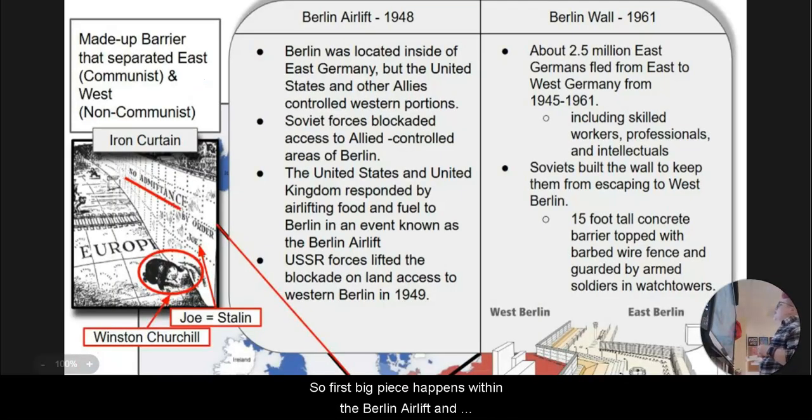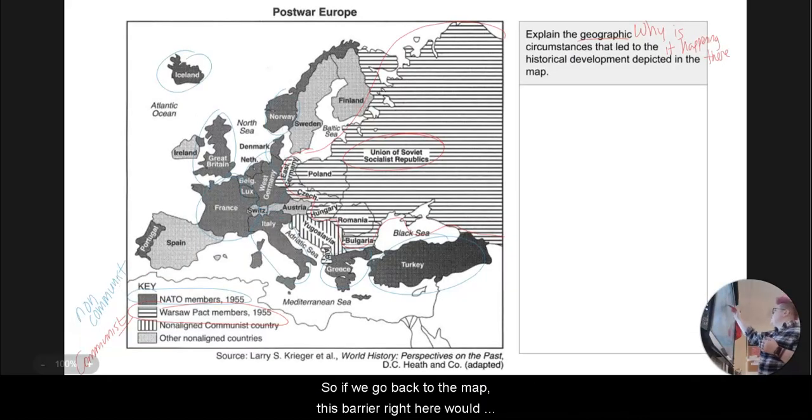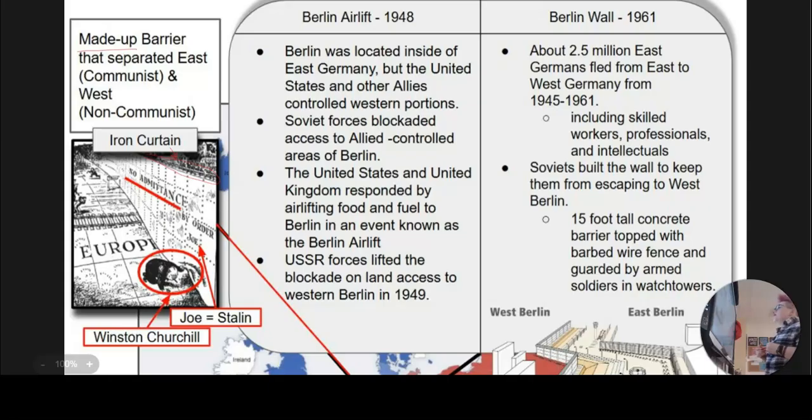So first big piece happens within the Berlin Airlift and Berlin Wall, as well as the idea of the Iron Curtain. So here in this Iron Curtain, you are seeing a political cartoon that the Regents is famous for using. This is a political cartoon of Winston Churchill. When it says by the order of Joe, it means Stalin. If we take a look up here, we see that it is kind of referencing a curtain. This is a made up barrier. It was not something that was real that separated East and West. So if we go back to the map, this barrier right here would have been the Iron Curtain, but there's not actually a wall there. It's just made up. Okay.